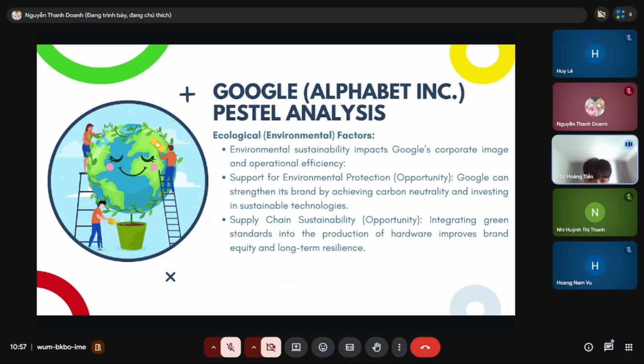So we will talk about the ecological factors. Environmental sustainability impacts Google's corporate image and operational efficiency. Support for environmental protection: Google can strengthen its brand by achieving carbon neutrality and investing in sustainable technology. It also makes the supply chain more sustainable, integrating green standards into the production of hardware, improving brand equity and long-term resilience.